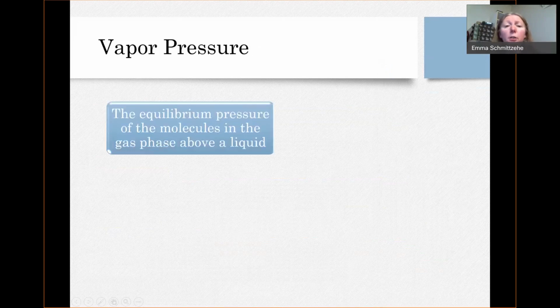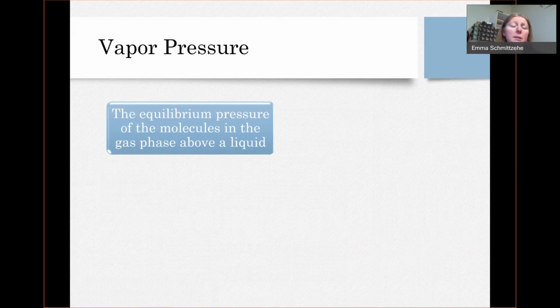Now, another colligative property that we want to look at is vapor pressure. So you need to know vapor pressure is the equilibrium pressure between the gas molecules above a liquid and the liquid, okay? So you have an equilibrium where you have liquid particles evaporating, and at the same time you have gas particles recondensing into the liquid phase.